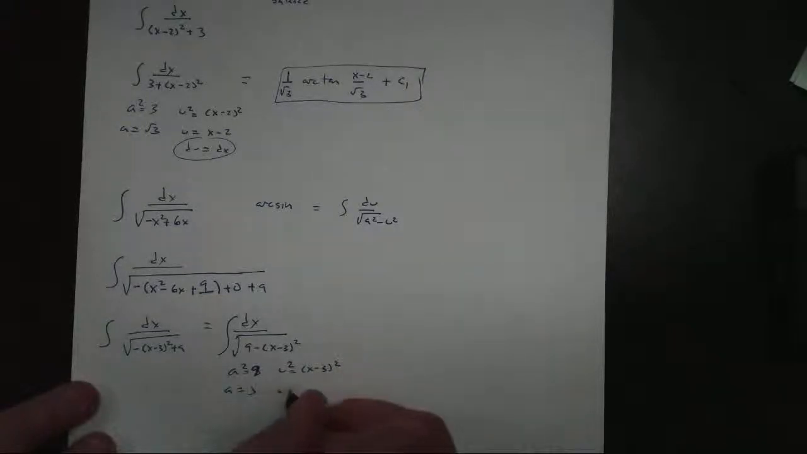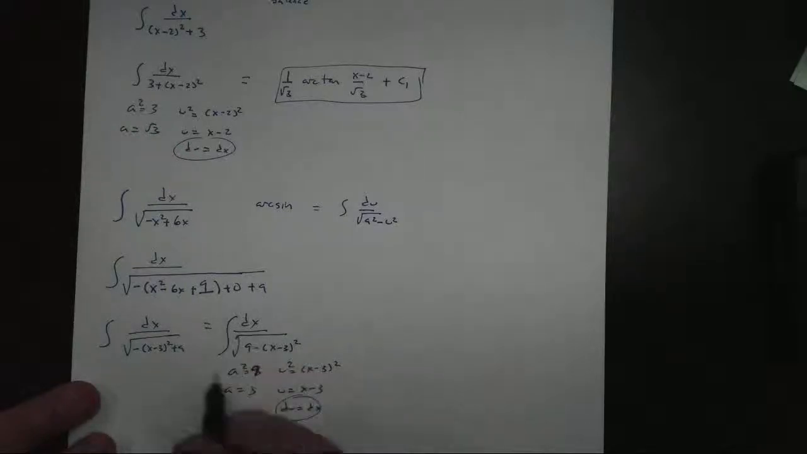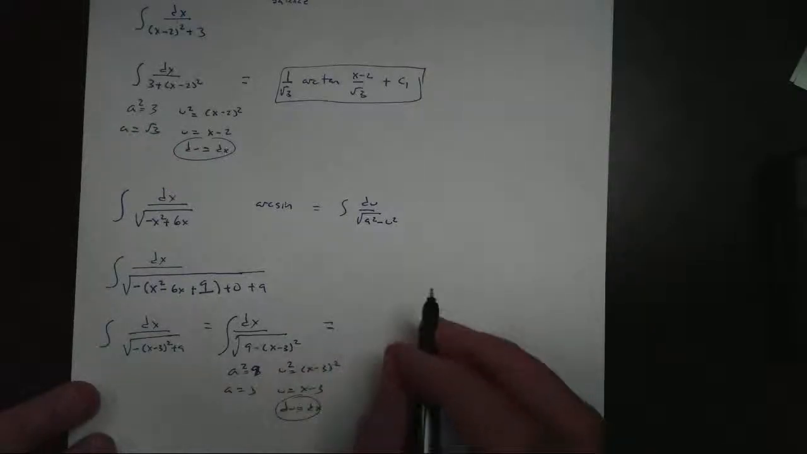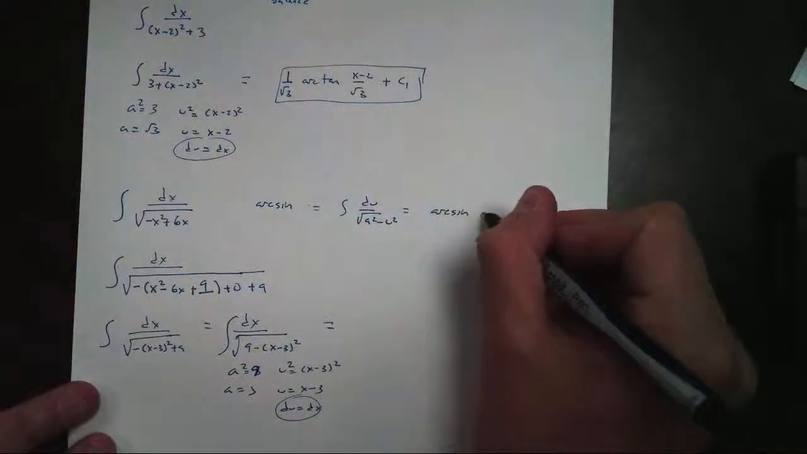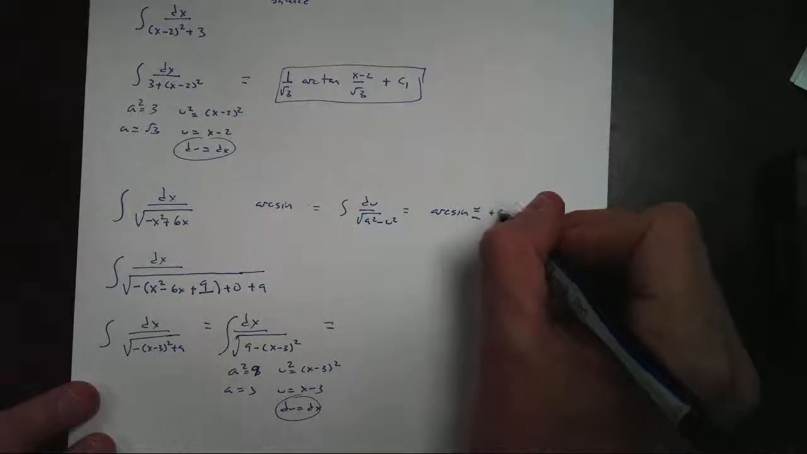A is 3, u is x minus 3, so du is dx. Again, I want to check this because what if I had a number right there? I'd have to divide, right? I'm going to have to go on with the fraction on the outside. And then our answer, remember, arc sine is the arc sine of u over a plus c1.